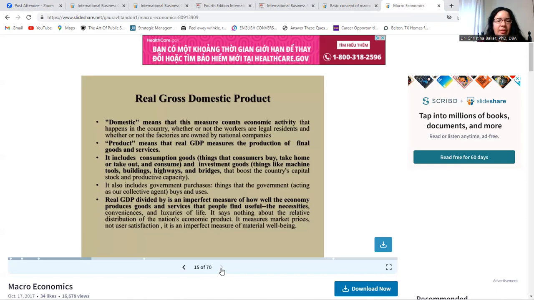Real GDP is an imperfect measure of how well the economy produces goods and services that people find useful: the necessities, conveniences, and luxuries of life. It says nothing about the relative distribution of the nation's economic product, and it measures market prices, not user satisfaction. It is an imperfect measure of material well-being.